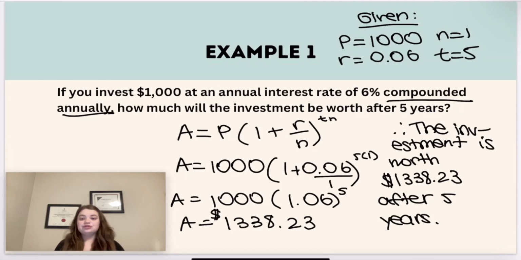$338.23 is either interest accrued on the initial principal or interest accrued on previous interest that was accrued other years as well.